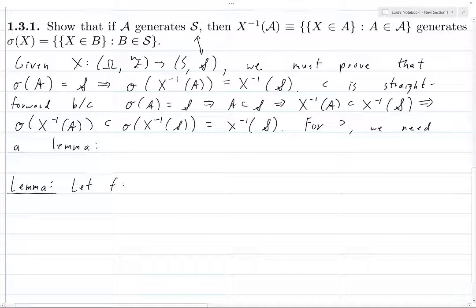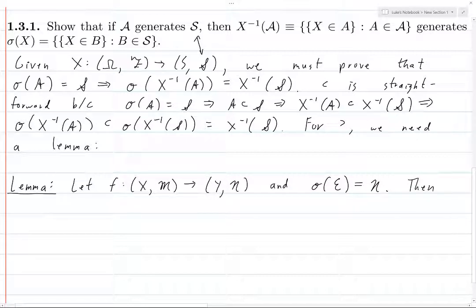So let f be a function from a measurable space X with a sigma algebra M to a measurable space Y, N. And let script E, and this is of course notation from Folland, he likes this for a generating set, be a subset of N which generates N. Then f is M, N measurable.